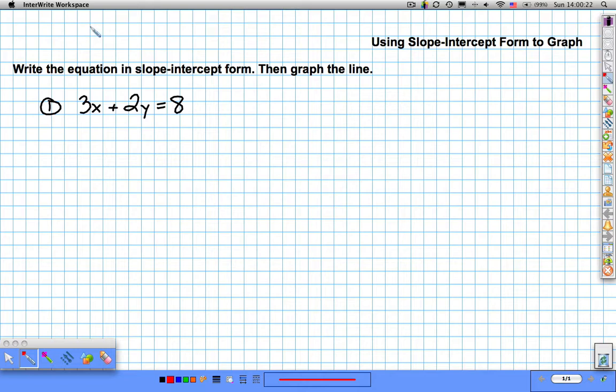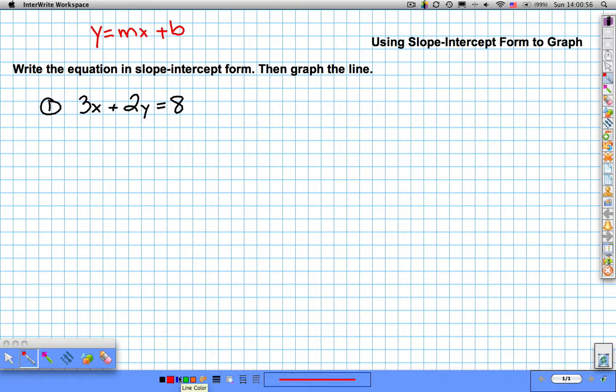So remember what slope-intercept form is. Y equals mx plus b, where m is our slope and b is our y-intercept. So in order to graph the line, first we need it in slope-intercept form. So if you notice, my equation right now isn't in slope-intercept form. Actually, it's in standard form. Remember, ax plus by equals c. So my first step is to write this in slope-intercept form.